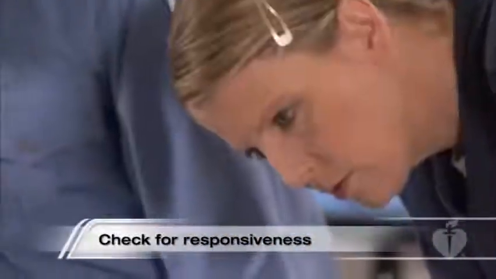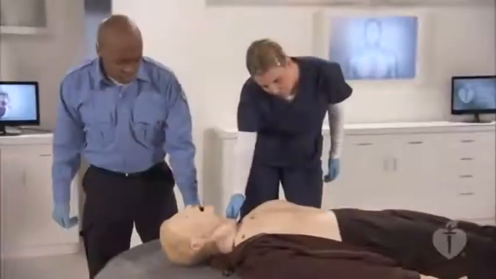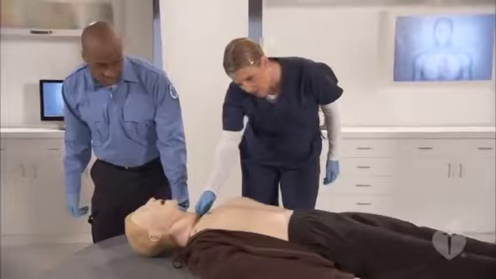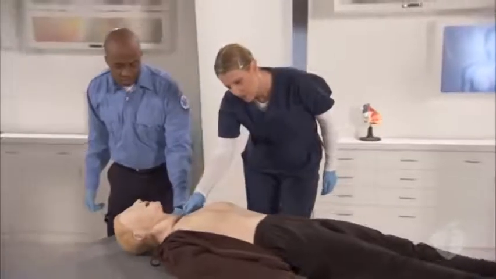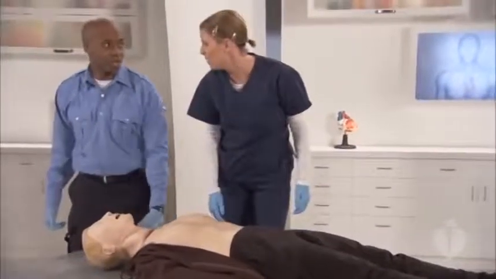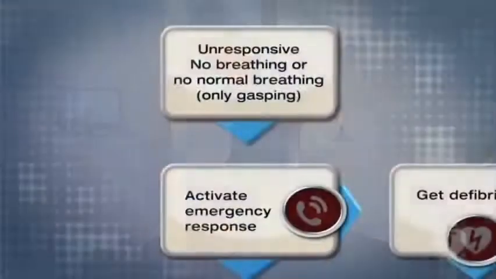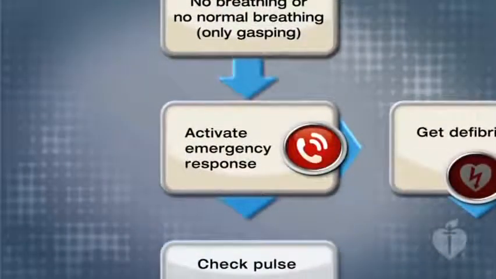Step 1, check for responsiveness. Tap and shout, "Are you all right?" Then scan the chest for movement. Here you're looking for absent or abnormal breathing. This can be no breathing or only gasping. He's not responding, and he's not breathing. Activate the emergency response system and get an AED. If the patient is unresponsive, then move to Step 2.